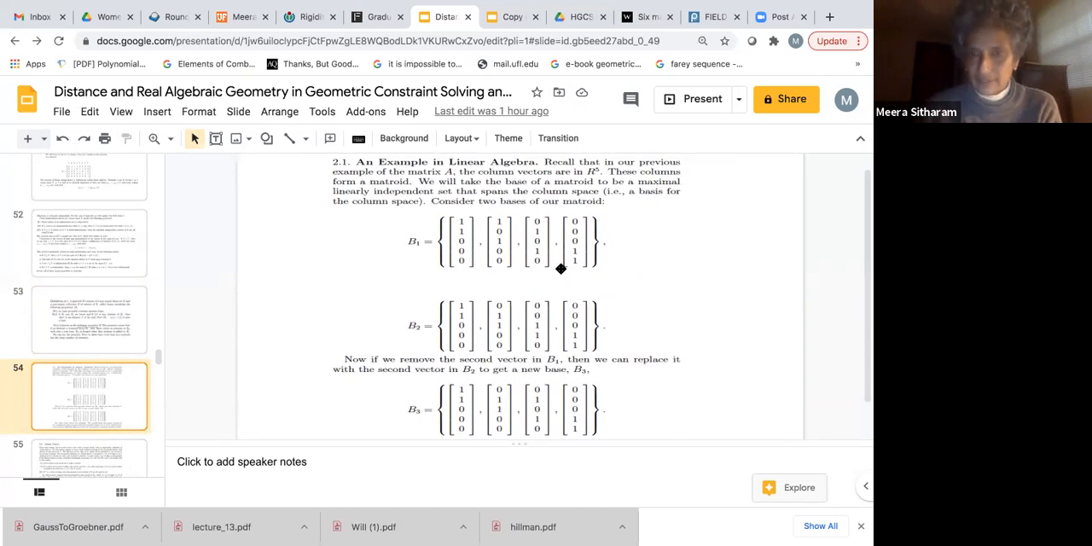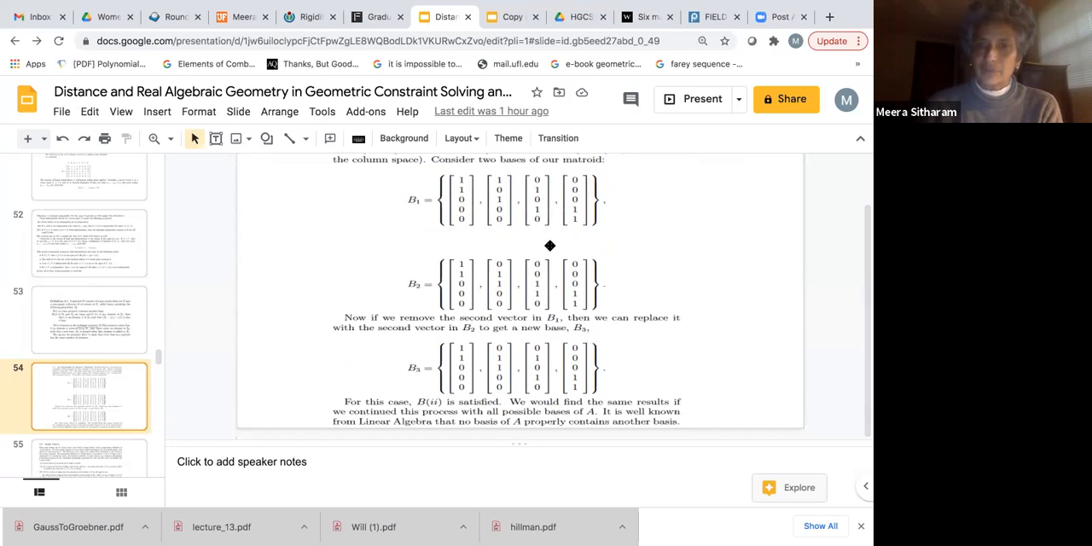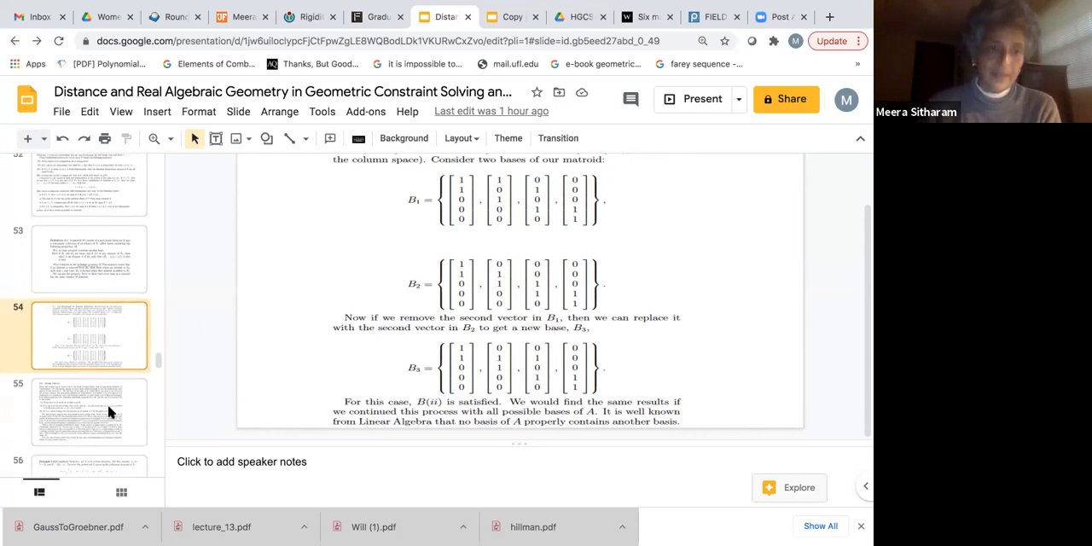So any set of 4 columns forms, in that particular case, a maximal independent set. In general, because you had 5 rows, you may expect that there could be 5, but in this particular case, that turns out to be only 4, because the rest are dependent. And then you have a different basis here, a different set of columns. Now if you remove the second vector in B1 and replace it with the second vector in B2, you get another basis. And you can simply verify that this is a basis. So this is in that example.